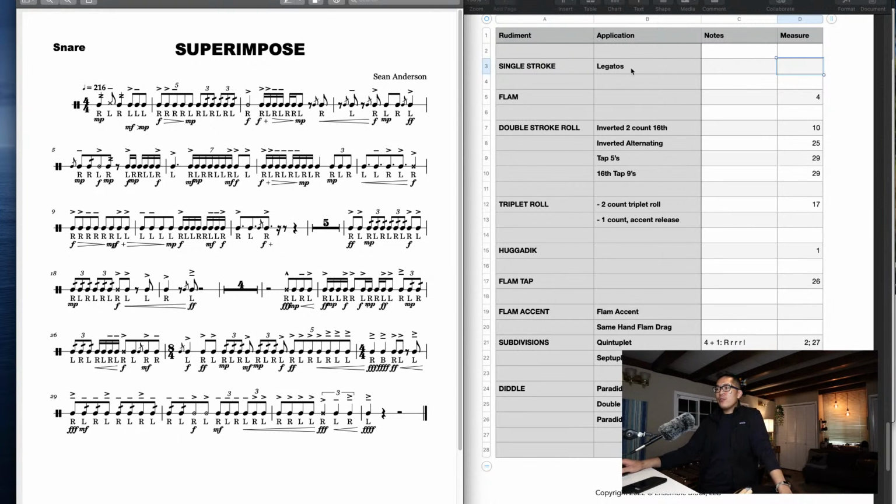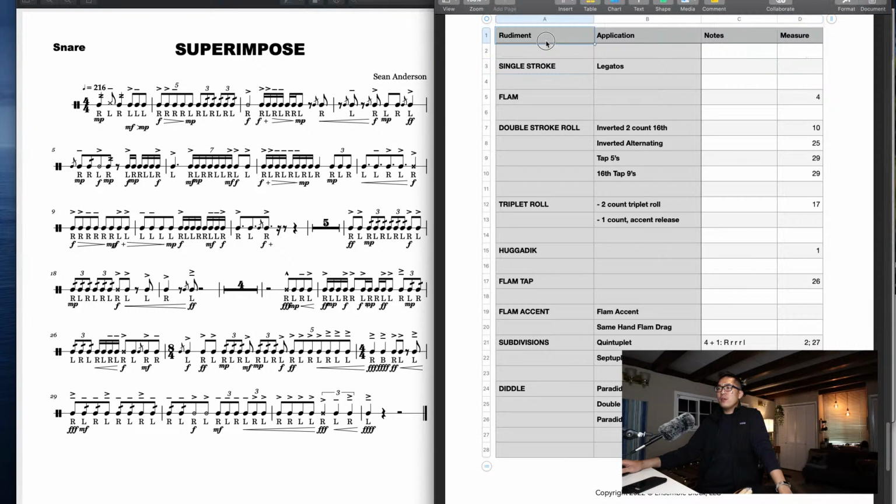What I've done is I've gone through and I've listed out all the fundamental rudiments that show up in this etude over here. And you see that I've had to accommodate some of these, like subdivisions is not really a rudiment that you would find in the PAS40 catalog, but quintuplets and septuplets, that's a thing that a student would have to work on and figure out and learn how to play in order to do this. And I've added the application. Sometimes it's the same category, like double stroke roll, but you see that there are some inverted 2-count 16th rolls. So I've just made some specific subheaders to double stroke rolls of how it's applied.